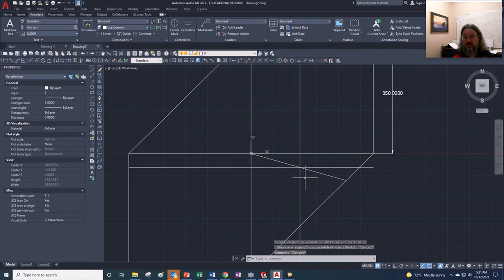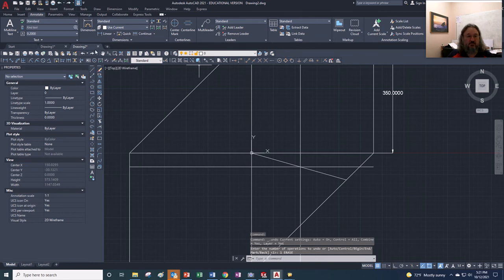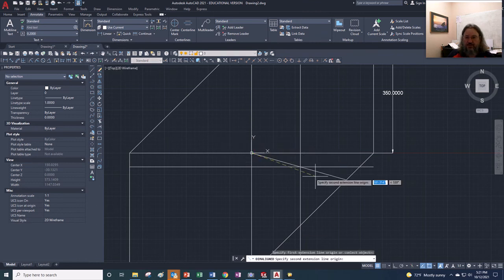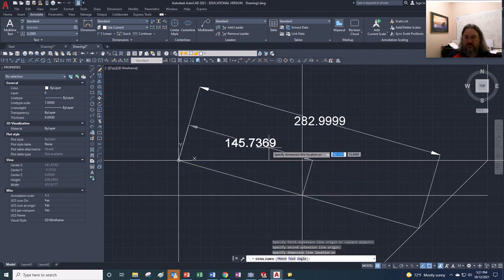All right, so let me get rid of these lines. Whoops, no, I don't want to do that. Dummy. And so let me take my dimension. Here's an aligned dimension, and boom, there's 282.9999999, and then I'll take it to right there.